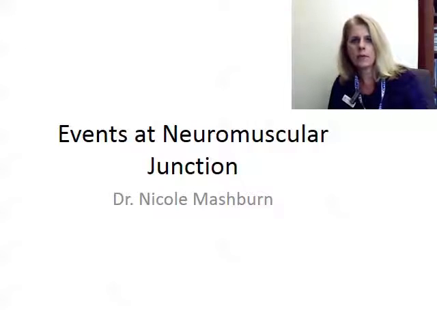Hello again, Nicole Mashburn, and now we're going to talk about the events at the neuromuscular junction. So to this point you should have learned about the neuron and how to generate an action potential. Well, the action potential is now going to go all the way down the neuron into the muscle, and we're going to talk about what happens where the neuron and the muscle come together.